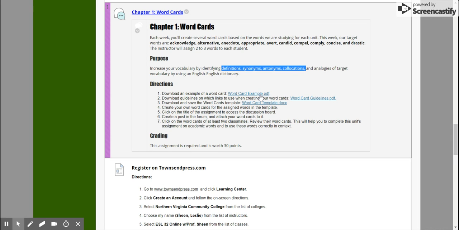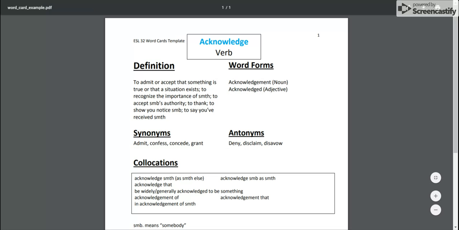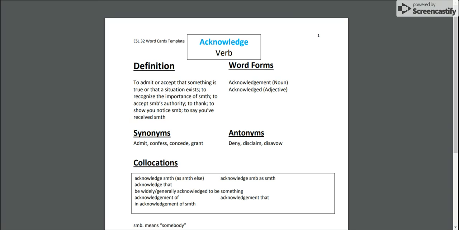So when you click on this word card example, it's going to take you to a PDF, okay, that looks like this. All right, now this is an example, okay? That means this is not one you're going to use. This one has been completed for you. And you'll notice all the different things we have here.